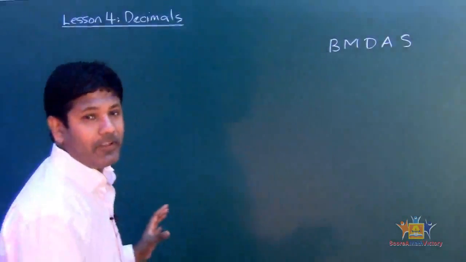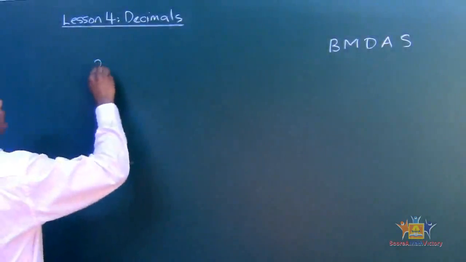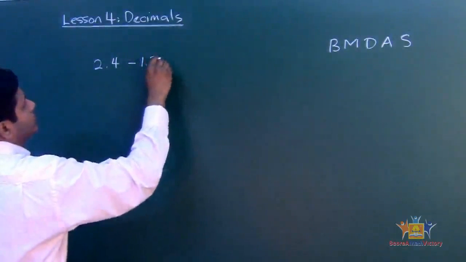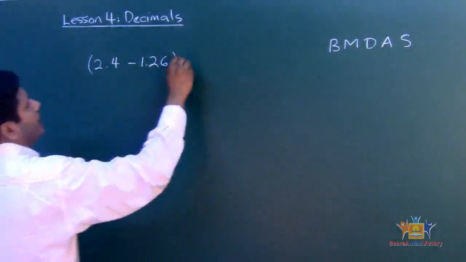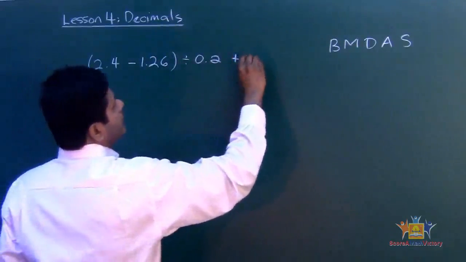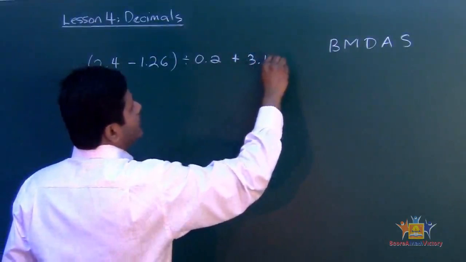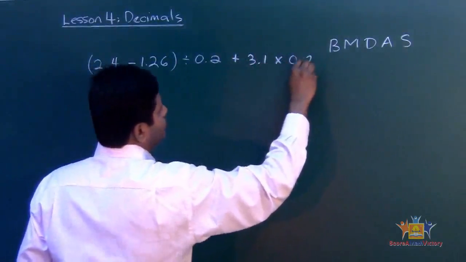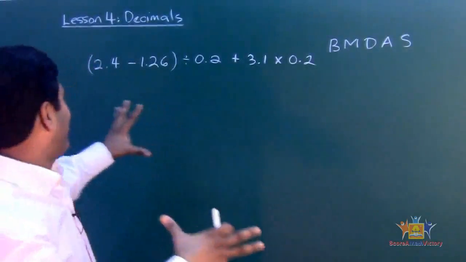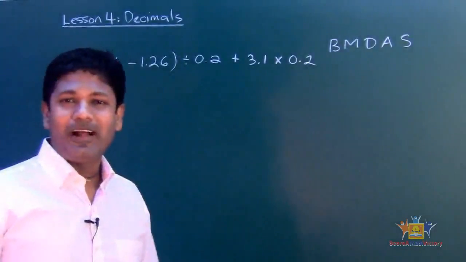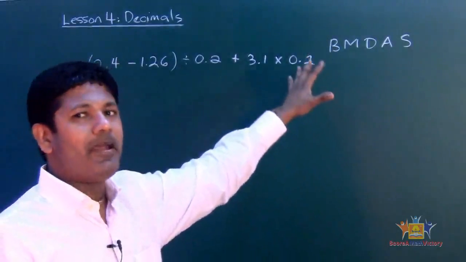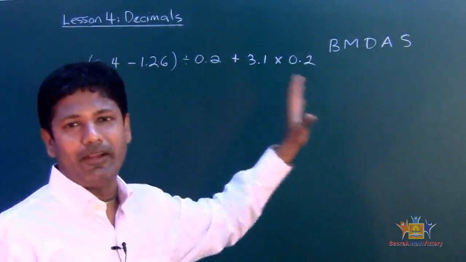Alright, let's say for example I give you a problem like this: 2.4 minus 1.26, and then I'm going to divide that by 0.2, and then plus 3.1 times 0.2. Is that intimidating you? It makes it scary. It's like, oh, Mr. Mac, that is such a difficult problem. It's not. Actually, it's a very easy problem as long as we use the best mathematics developed at SCOI. As long as you use that.